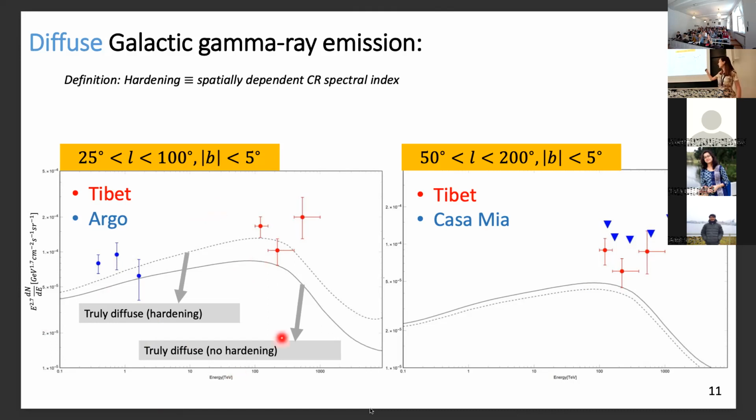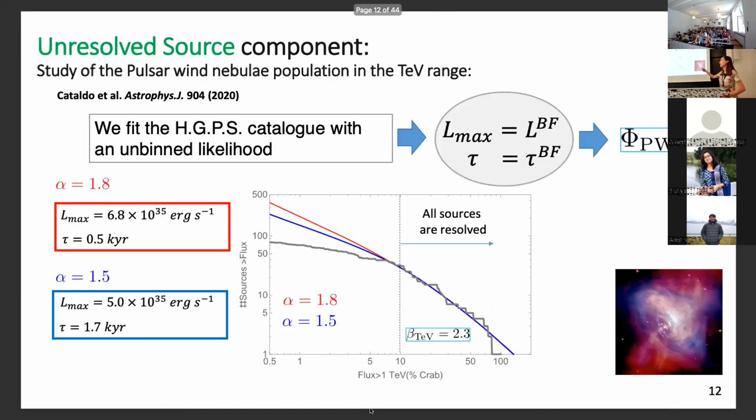But still, look at this other region that is a bit farther away from the galactic center. Here you don't have the hardening effect and the two cases are almost the same. Here, you are not able to explain the Tibet data with either of the two models. And this is because we are forgetting that there is also an unresolved source contribution. Okay, here I will go fast. We performed a population study of the galactic plane survey of the HESS detector.